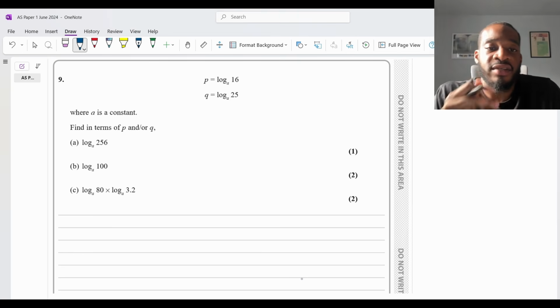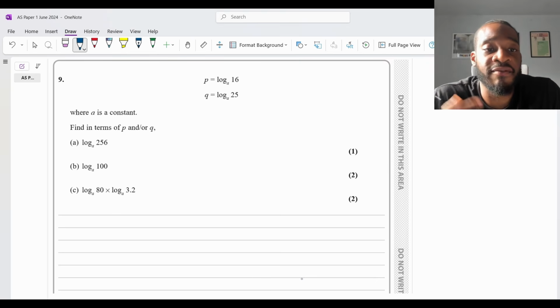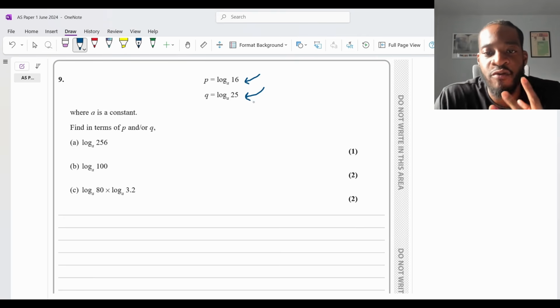Okay, so whenever you see these types of questions, guys, whereby they give you two equations of logs, right, and they want you to get it in terms of something else, in this case P and Q, you essentially just want to use what they've given you as your point of reference, right? So I can see I've got a 16 there and I've got a 25. I want to use this as a point of reference.